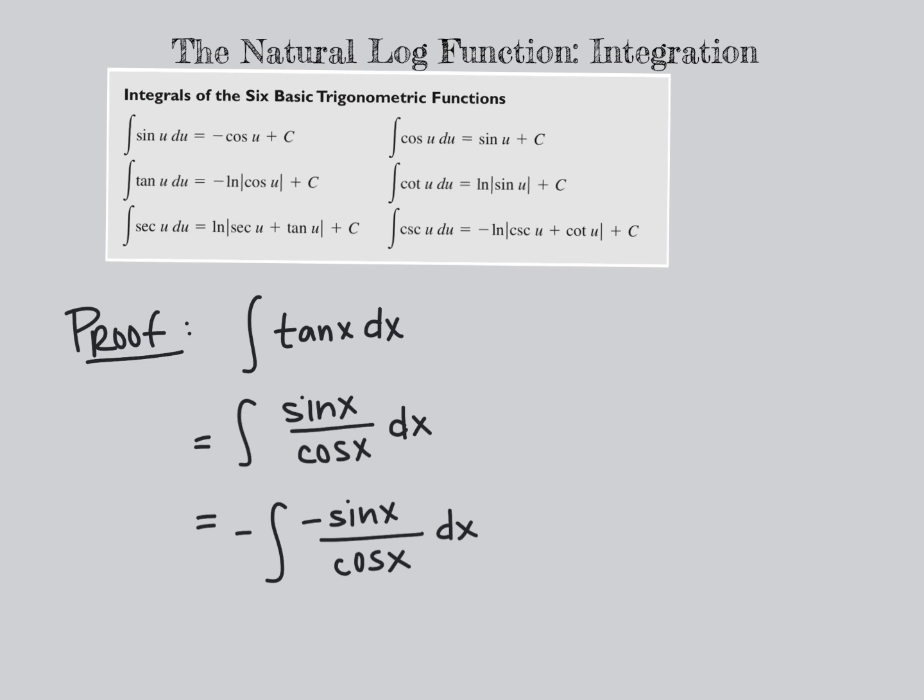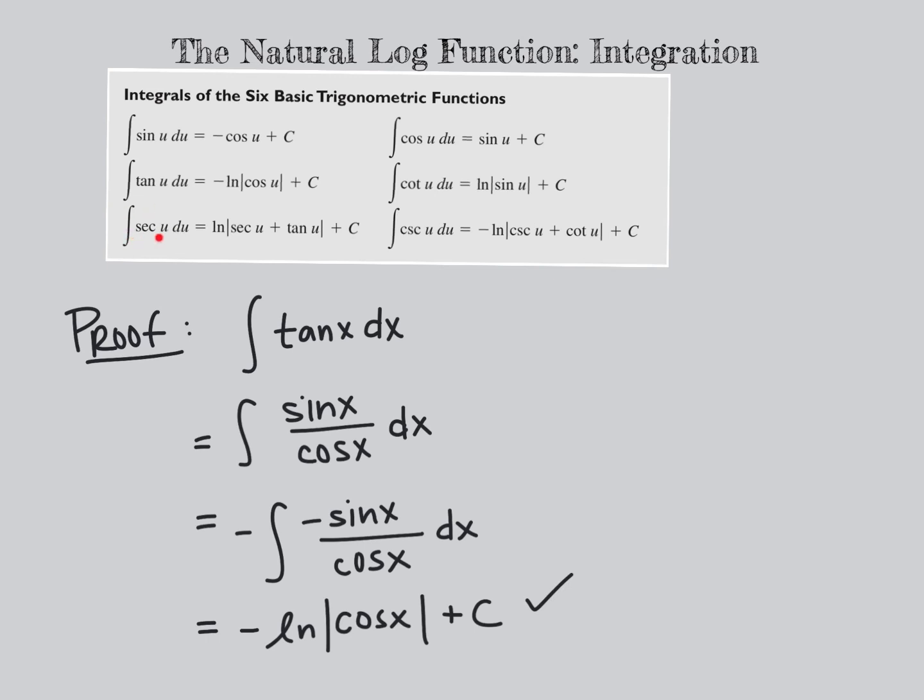So using our rule here, this gives us negative, because we had that negative out in front, the natural log of the absolute value of our u, our denominator, the cosine of x, and then plus c. And we have proved why the integral of the tangent is negative the natural log of cosine plus c. The next one, cotangent, is an extremely similar proof. As you can see, cotangent is just cosine over sine instead, the reciprocal.